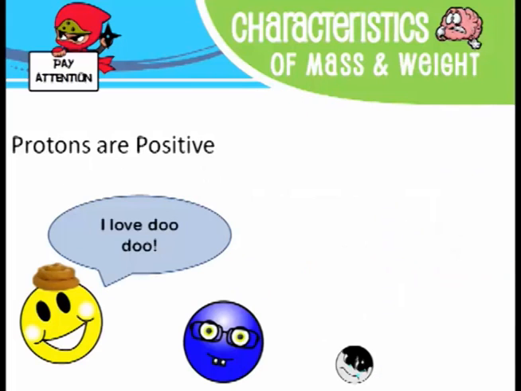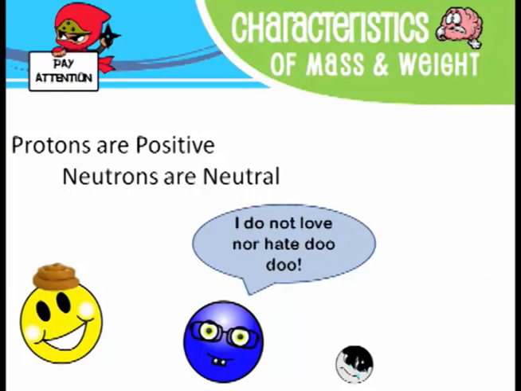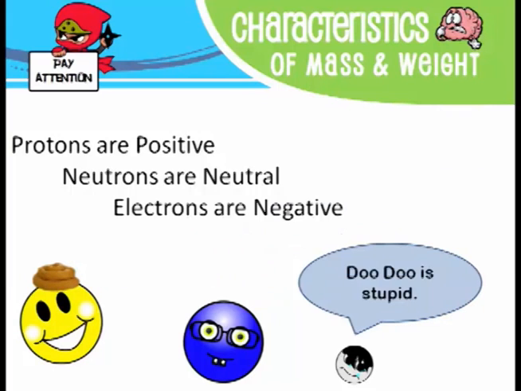Alright, so protons are positive, neutrons are neutral, and electrons are negative. Okay, so it's very important to remember. A lot of people make the mistake: protons are positive and they say neutrons are negative because they both start with N. That is incorrect. Neutrons, neutral. Neutrons, neutral. And electrons are negative and they chill on the outside while protons and neutrons are in the center.